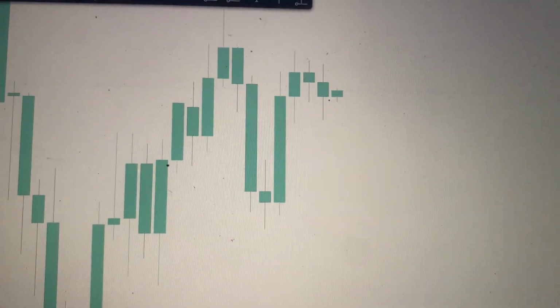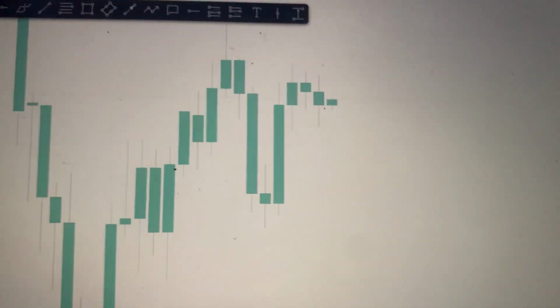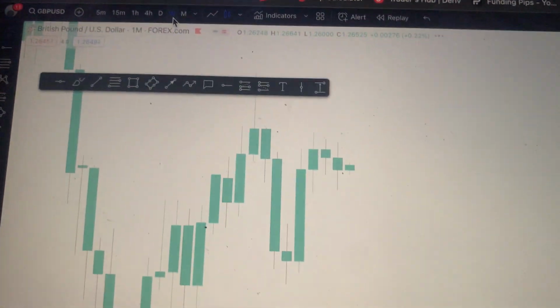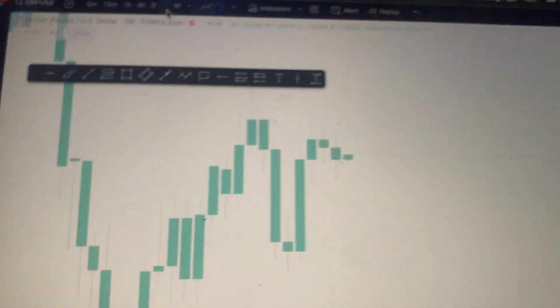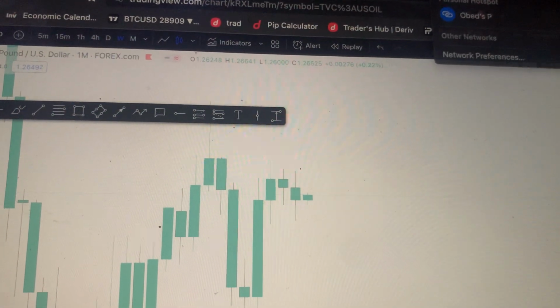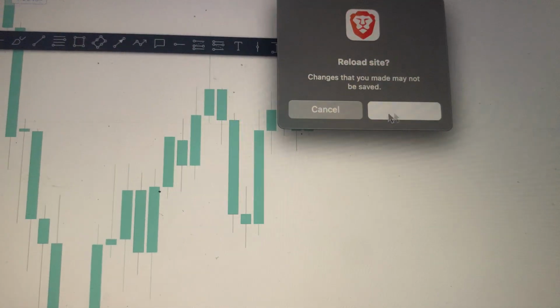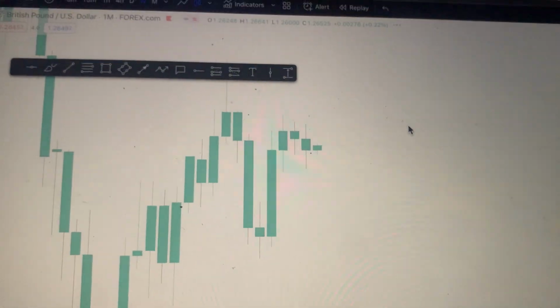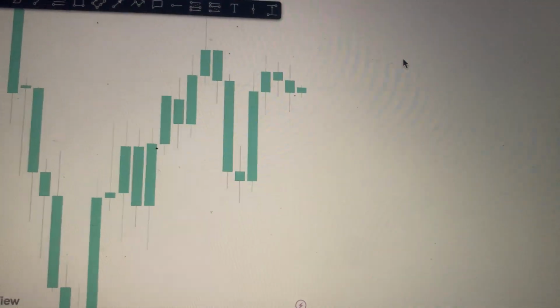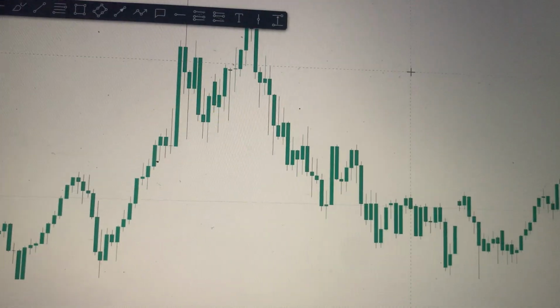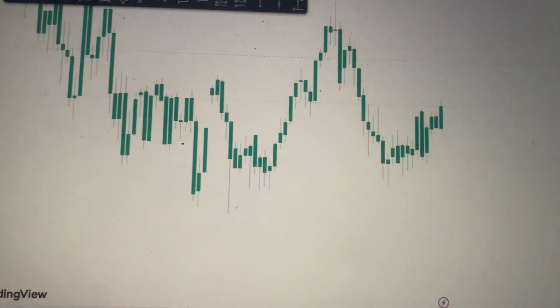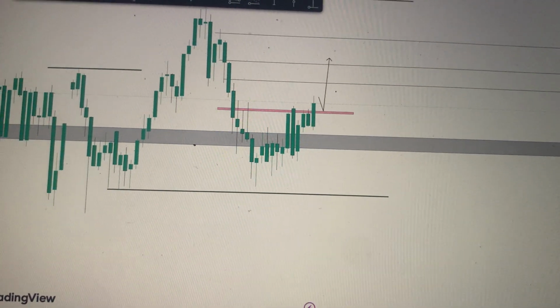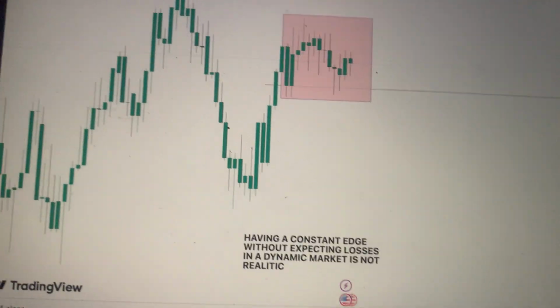So let's go down to the weekly time frame. Let's go down to the weekly time frame real quick. Let it be slow. Sorry for that. So on the weekly time frame now, okay, it doesn't appear. Let's go back to GBP/USD.